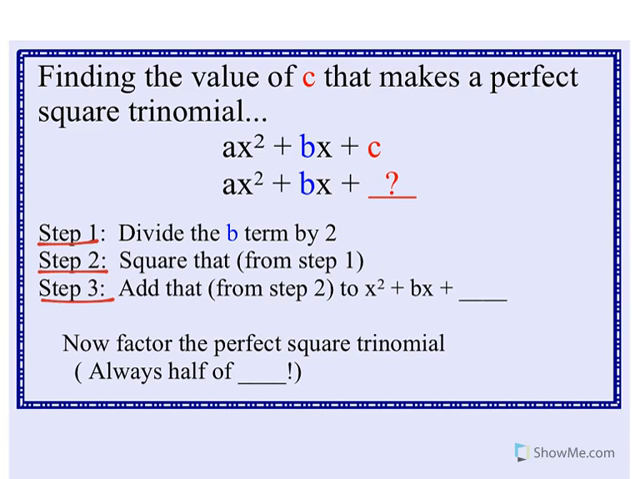Here's how it works. Whatever number b is, the number that's on the x, you're going to divide it by 2. You're going to cut it in half. After you have that number, you take that number and you square it. Once you have that number, you cut it in half, you squared it, now you will add it to the trinomial. Now we factor the perfect square trinomial, and it is always going to be half of what b was. Now this list of steps will make so much more sense in just a minute when we get to the first example. But please take a minute to write down all of those steps.